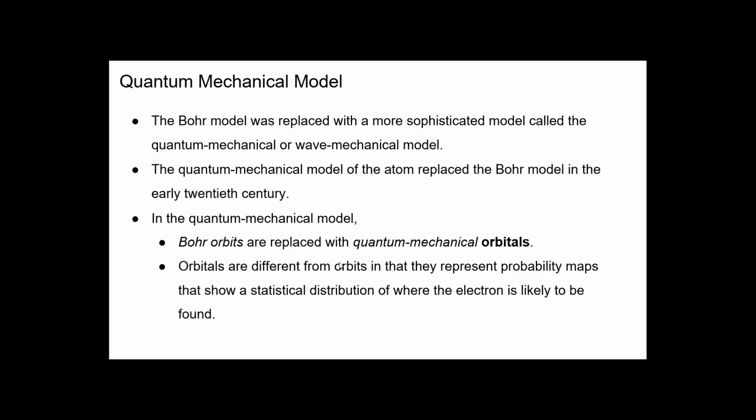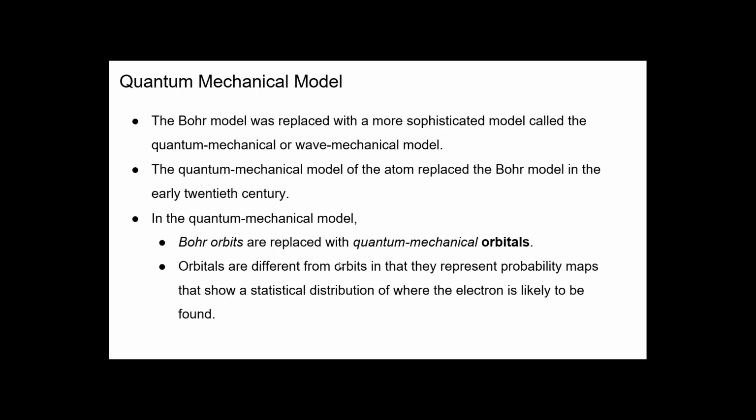So the quantum mechanical model replaced the Bohr model. The Bohr model was great in understanding the behavior of hydrogen atoms, but once we got into anything else, it actually didn't reflect the behavior of what we were seeing very well. The quantum mechanical model replaced the Bohr model early in the 20th century.